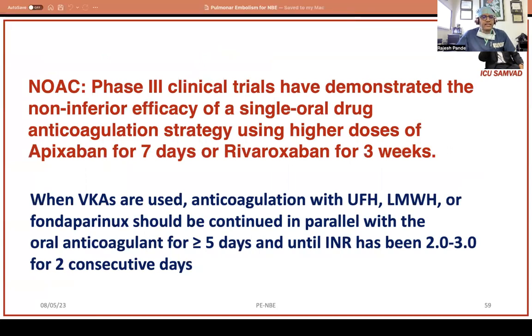The NOACs or DOACs, the non-vitamin K oral anticoagulants, have been shown to be as efficacious as LMWH or other therapies. So they can be used, apixaban, rivaroxaban. When we are using vitamin K antagonists, like if warfarin is being used, then anticoagulation with unfractionated heparin, LMWH or fondaparinux should continue in parallel for at least 5-6 days until INR has come to a level between 2 and 3 and remained so for 2 consecutive days. Then you can put them on the vitamin K antagonist alone.